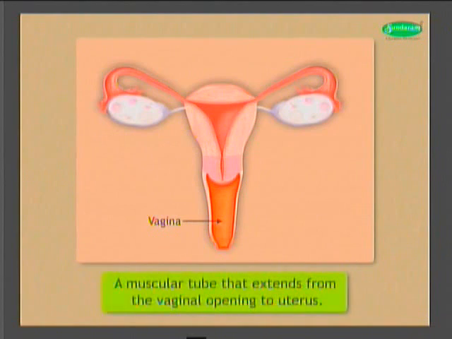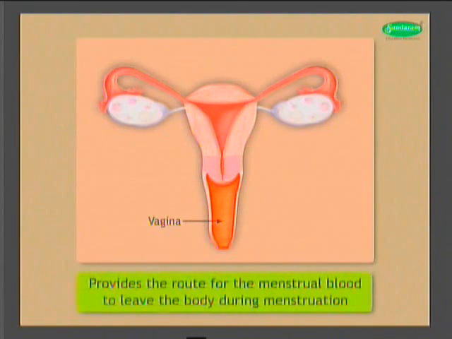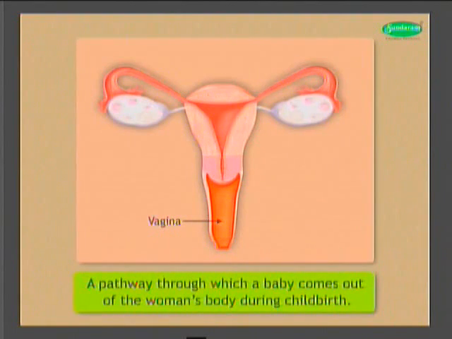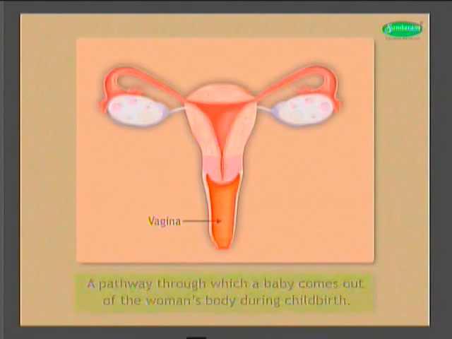Vagina. It is a muscular tube that extends from the vaginal opening to the uterus. It provides the route for the menstrual blood to leave the body during menstruation. It is a pathway through which sperms enter into a woman's body and a pathway through which a baby comes out of the woman's body during childbirth.